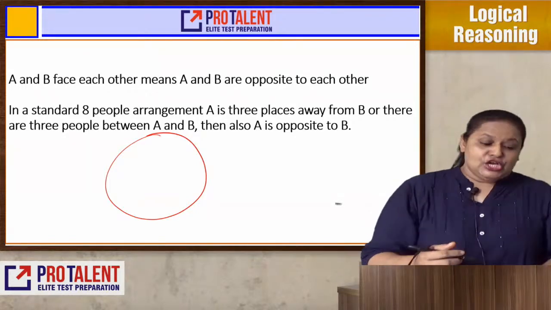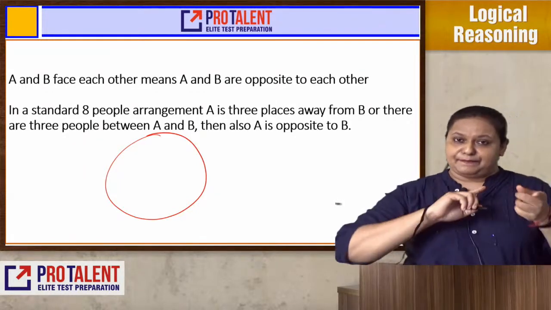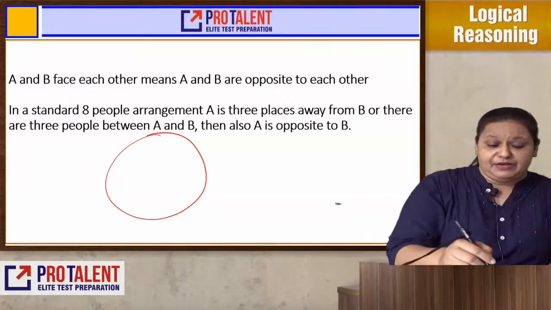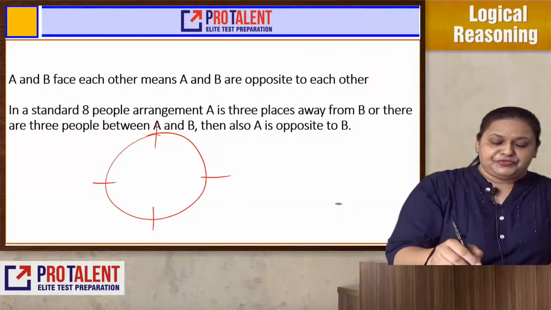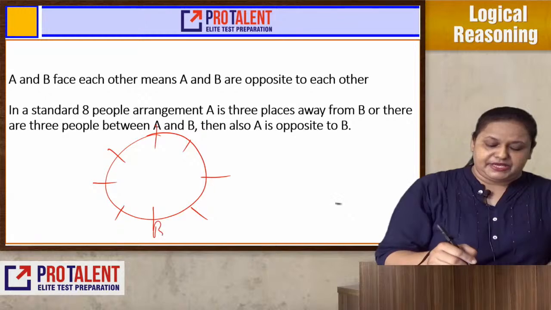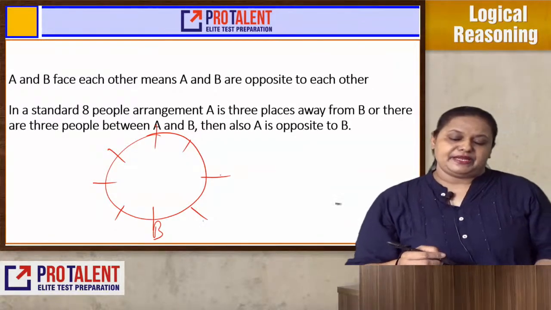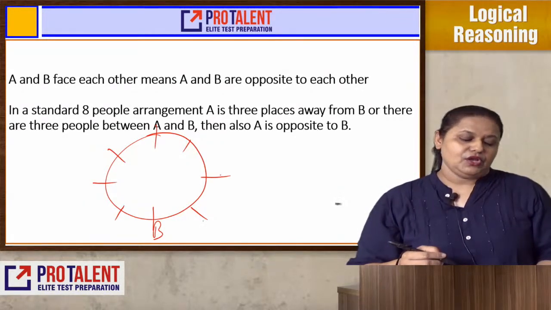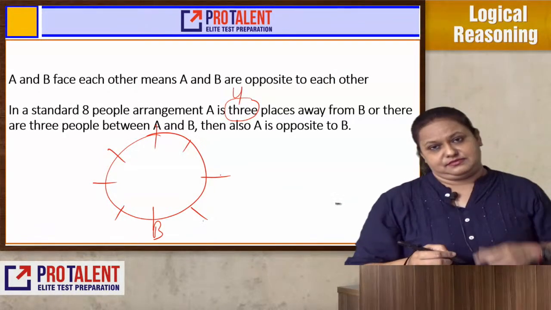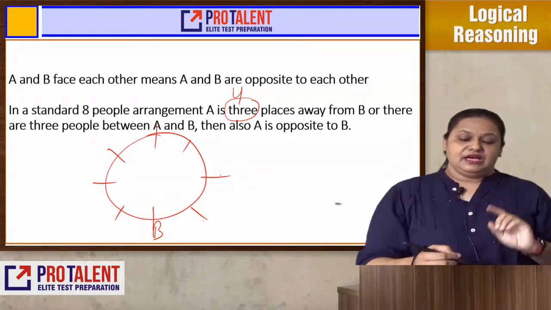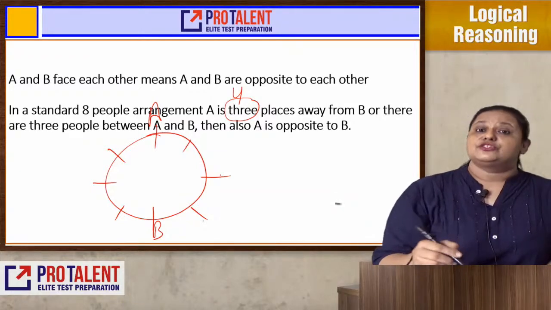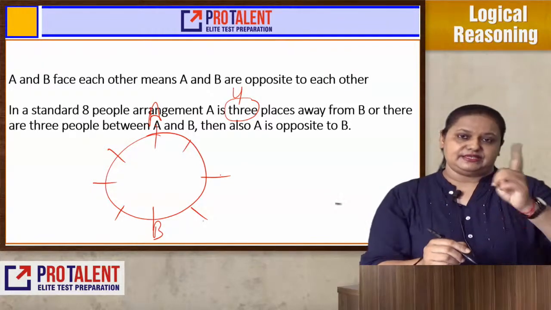Okay, fine. A and B face each other means A and B are opposite to each other, and in a standard arrangement of 8 people, 1, 2, 3, 4, 5, 6, 7, 8, A is 3 places away from B. So if this is B and 1, 2, 3... sorry, here it should not have been 3, it should have been 4 places. My mistake. Or there are 3 people between A and B. So this also brings you to exactly the opposite.